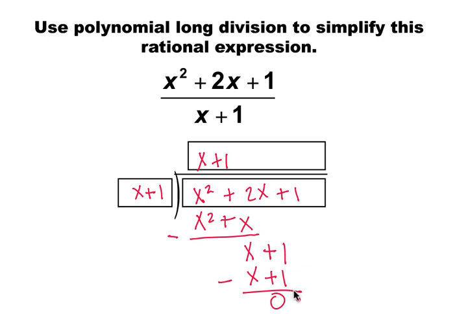Since there is no remainder, the simplified form of this rational expression is this term. So we write x squared plus 2x plus 1 divided by the expression x plus 1 is equal to x plus 1.